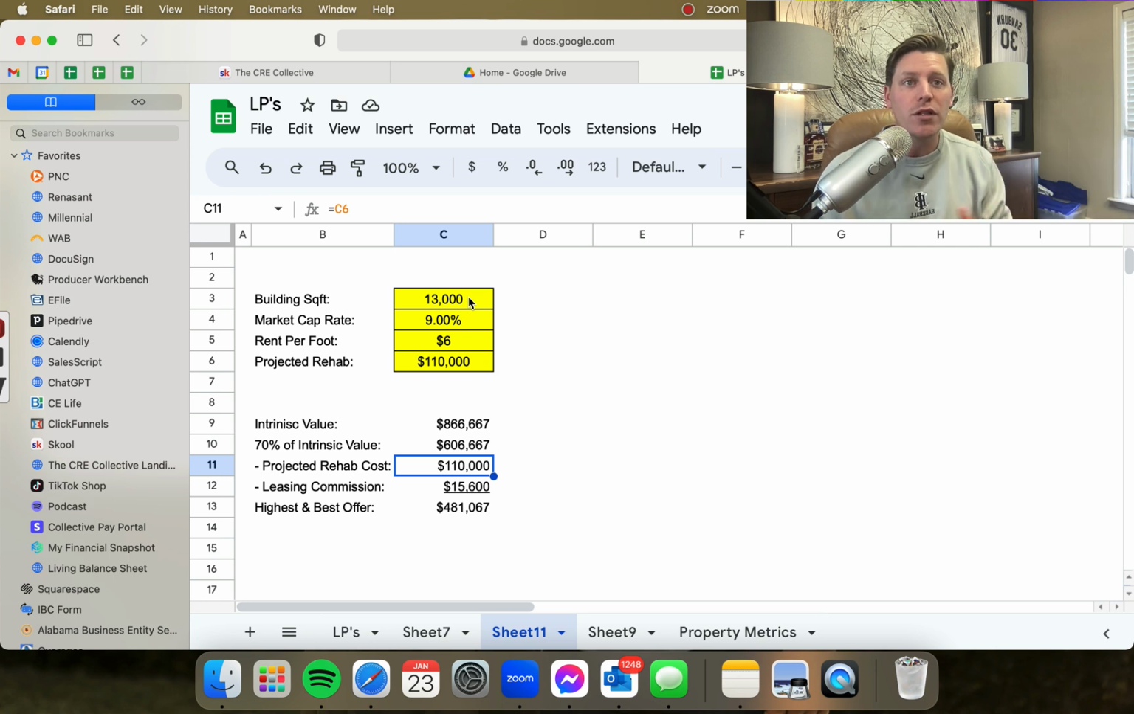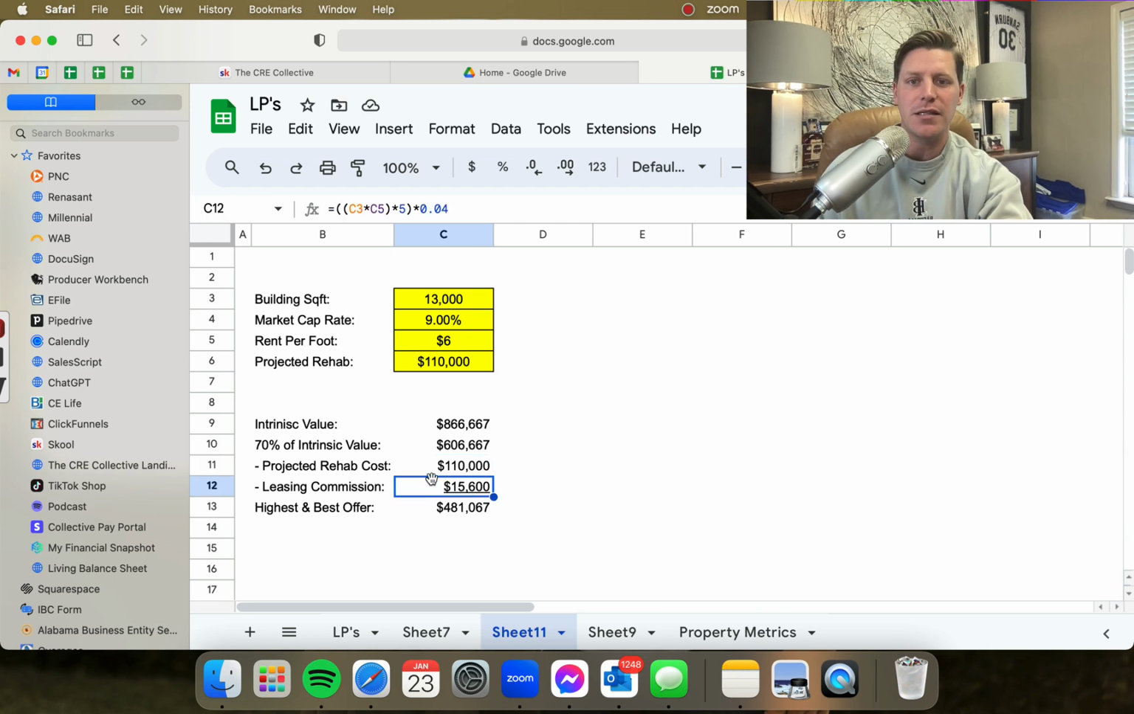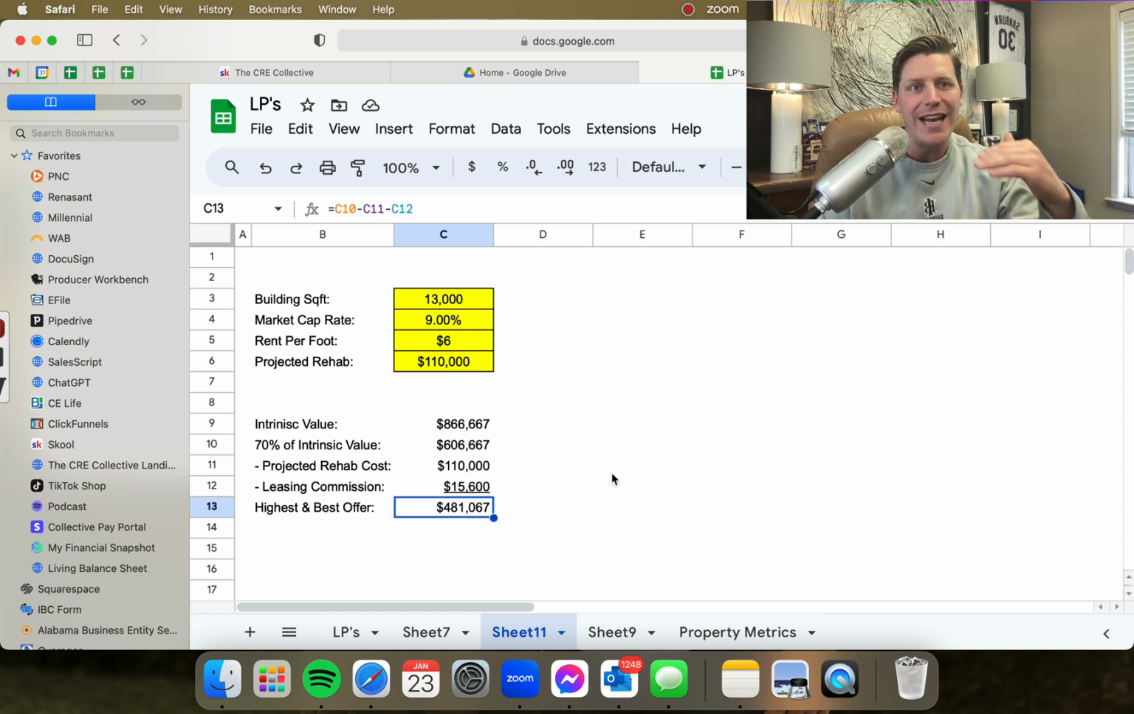You essentially multiply that gross amount of rent by 0.04. Maybe you can negotiate it a little higher, a little lower, but that's been pretty standard for me as 4%. And then that equates basically out to your leasing commission. And then I subtract those two numbers, and I get down to this highest and best offer of basically $480,000.